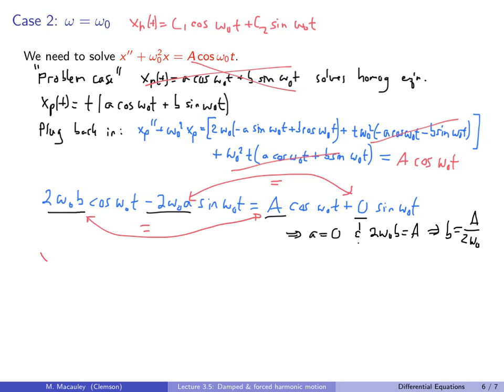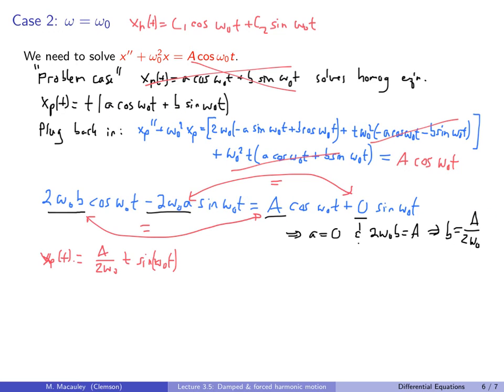So xp of t, I hope you can see that's an xp of t, is equal to a over 2 omega naught times t sine of omega naught t. So again, it's just this thing, but the lowercase a term goes away, and b is this thing here.